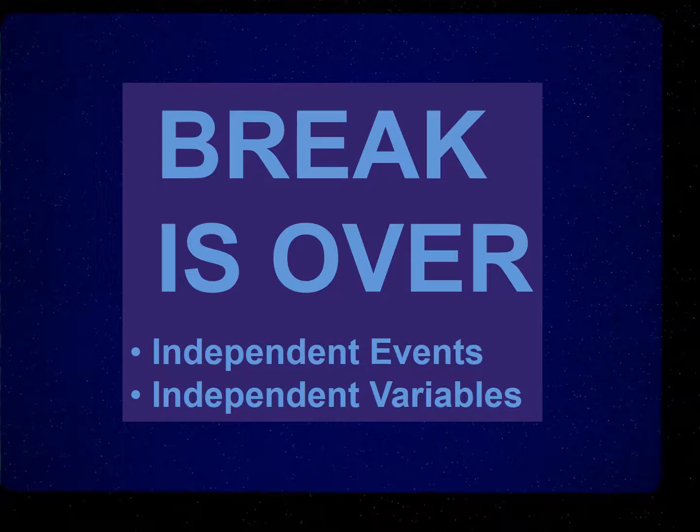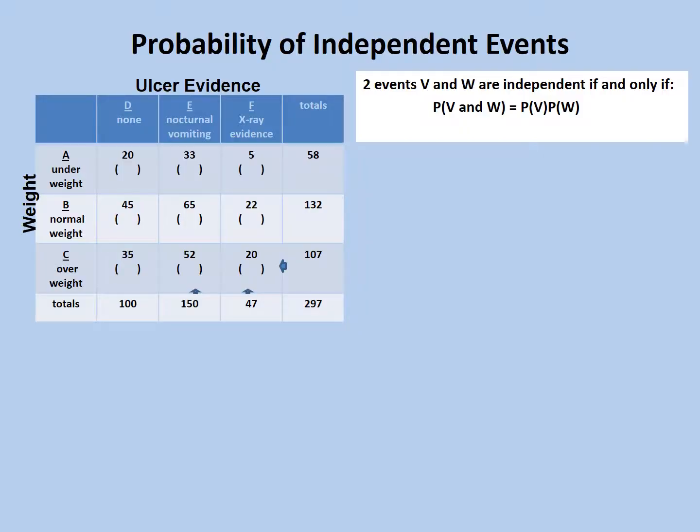We are now ready to describe how to determine whether two events are independent, leading us eventually to describe how to determine whether two variables are independent. We are now going to discuss the probability of independent events. We say two events V and W are independent if and only if the probability of V and W is equal to the probability of V times the probability of W. In other words, the probability of the intersection of two events is equal to the separate probability of each event.